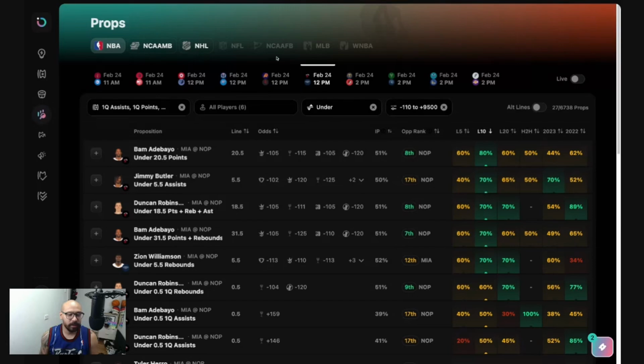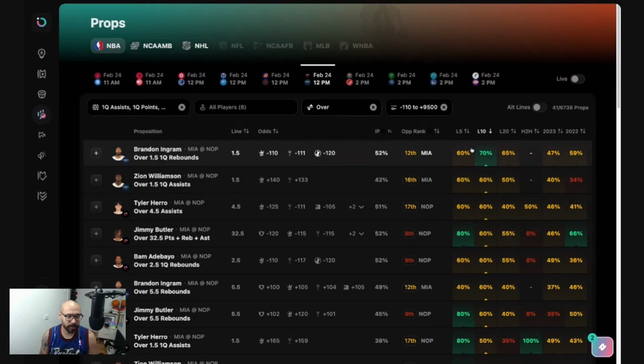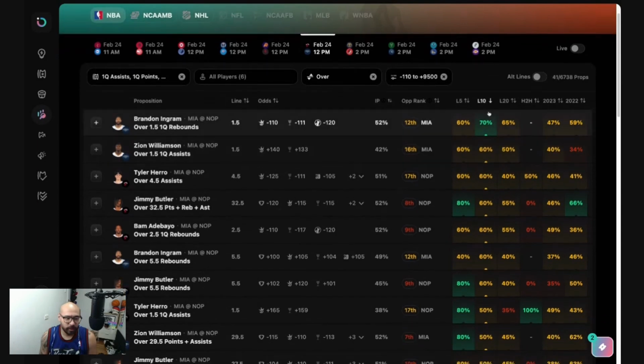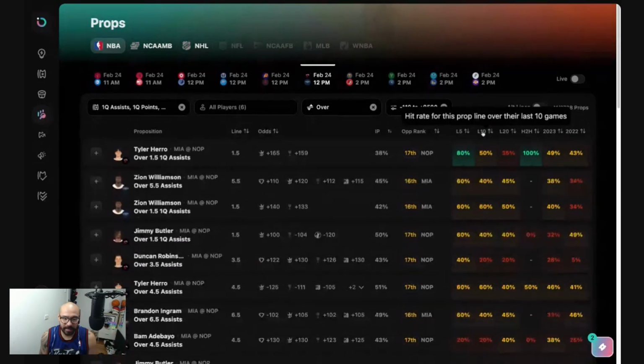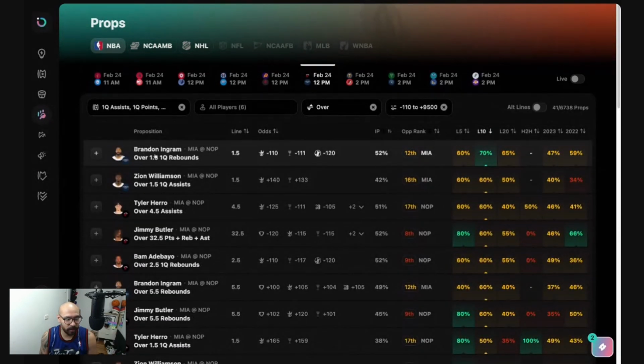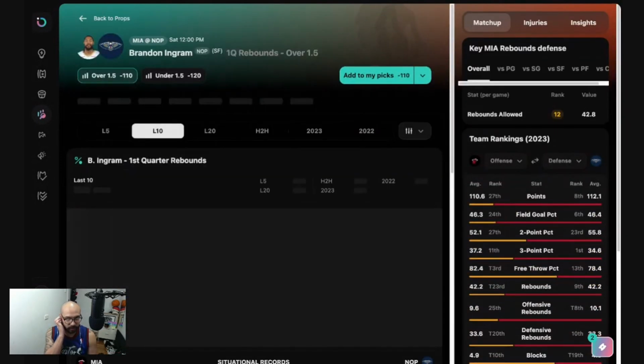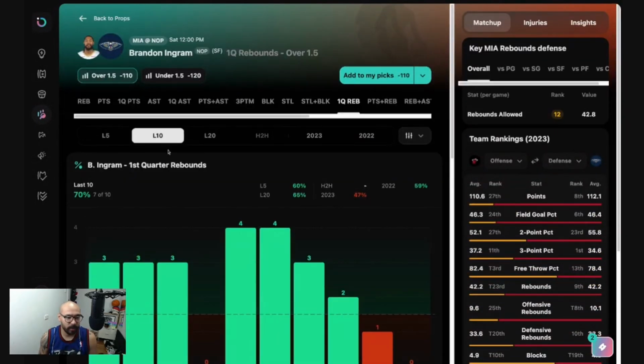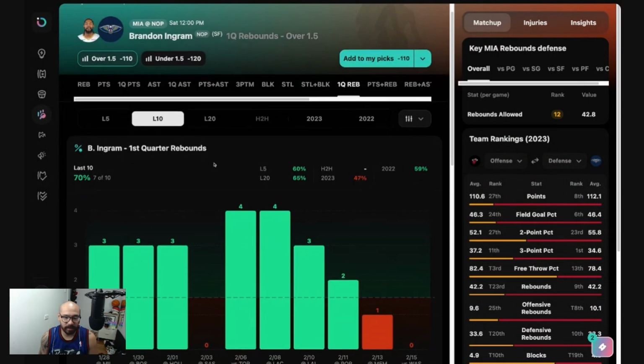Okay, we're looking at the Miami Heat versus the New Orleans Pelicans. Same filters on. Let's look at the overs. First thing we're going to look at the last 10. Only thing in the green here is Brandon Ingram and his rebound prop in the first quarter. So you're getting odds of minus 110. He's hit this in 7 out of his last 10 games.